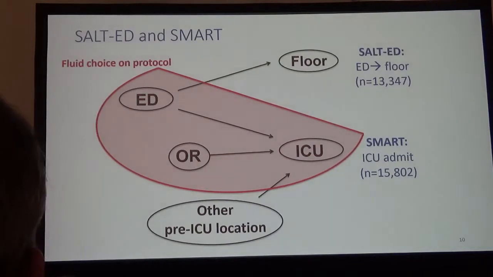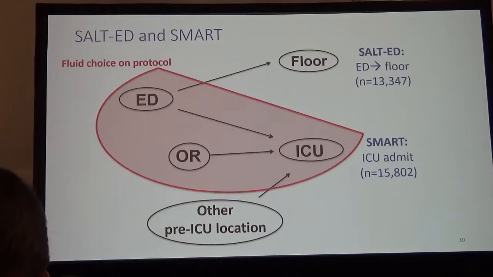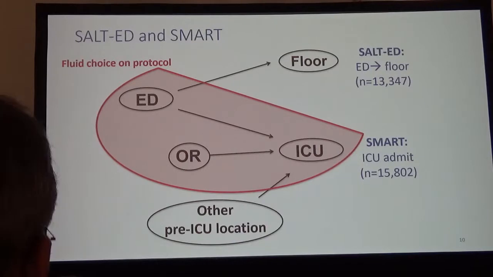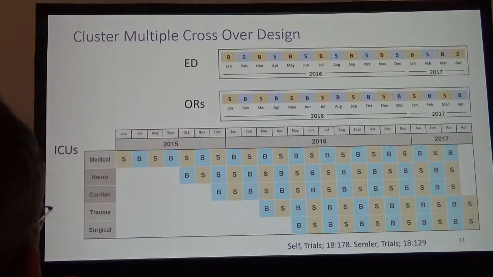Here are the fluids that we controlled in these studies. So over about a 2-year period, which studies were on protocol. So the fluids that we controlled were in the emergency department, the operating room, and the intensive care units. How did we do that? So we used this crossover design based on monthly crossovers.